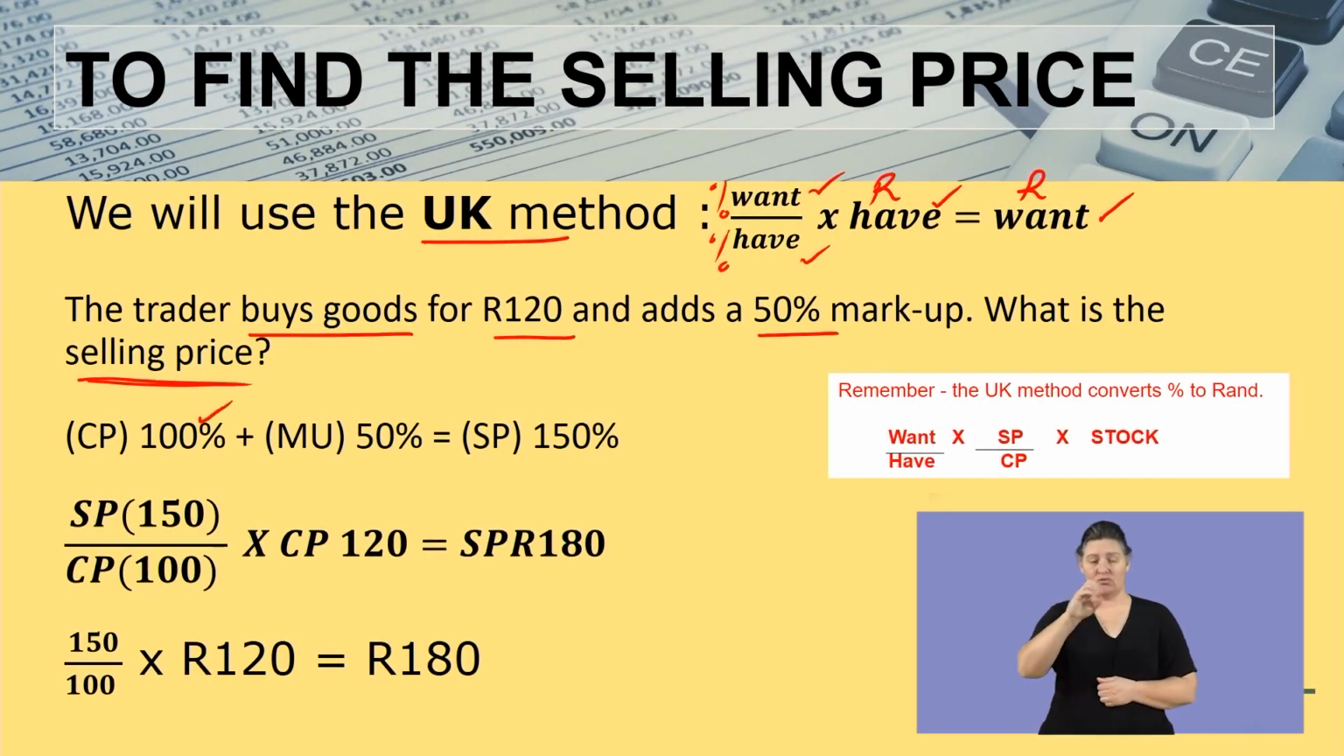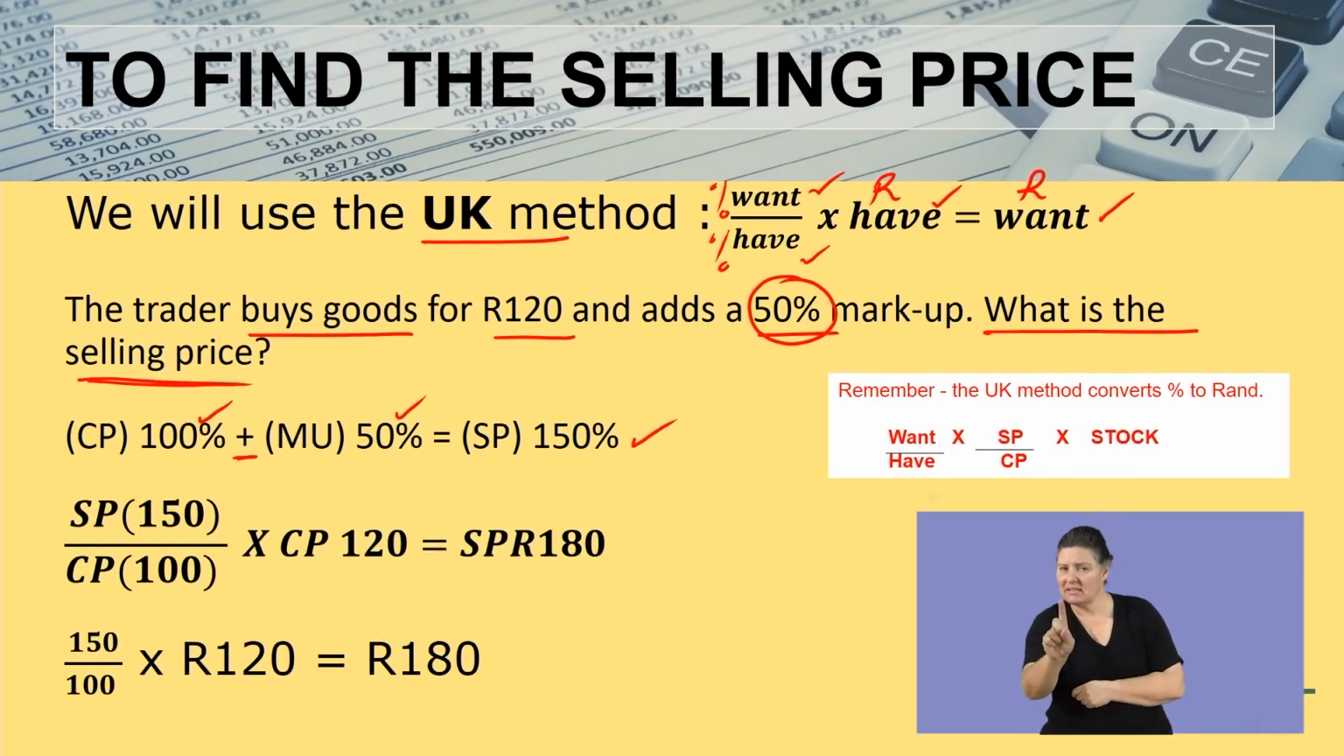Cost, 100. Markup, 50. So 100 plus my 50 gives me 150%. What is it that I want? They said, what is the selling price? Selling price is what percentage? 150. So what I want is 150.